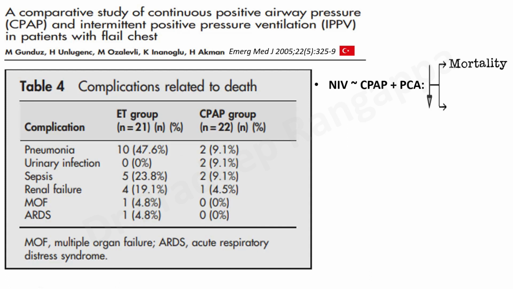So again, the conclusion they made was that NIV and the usage of CPAP with patient-controlled analgesia showed reduction in mortality and reduction in the risk of infection, but the oxygenation and length of stay in hospital and ICU were similar. So we had a Japanese study which also alluded to this, that NIV was found to be better, and this Turkish study also showed it.